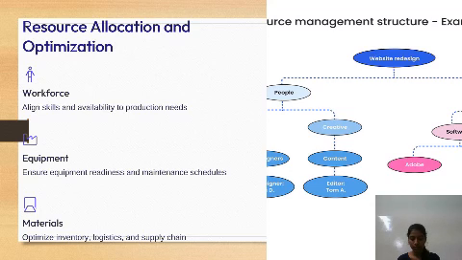Here are some resource allocation and optimization techniques. The first one is resource leveling. Adjust the start and finish dates of a project to ensure it's completed with the available resources. This helps balance resource demand and availability and prevents team burnout.